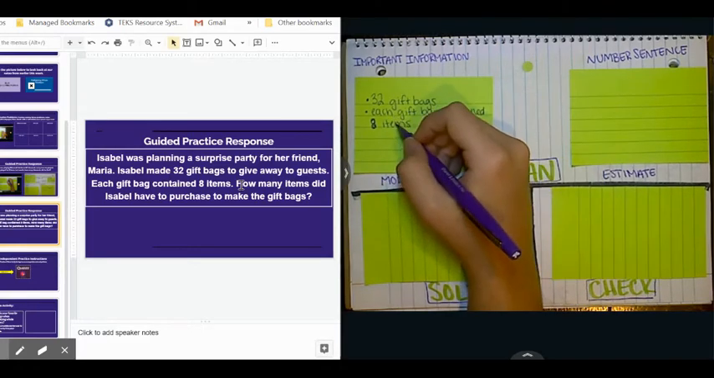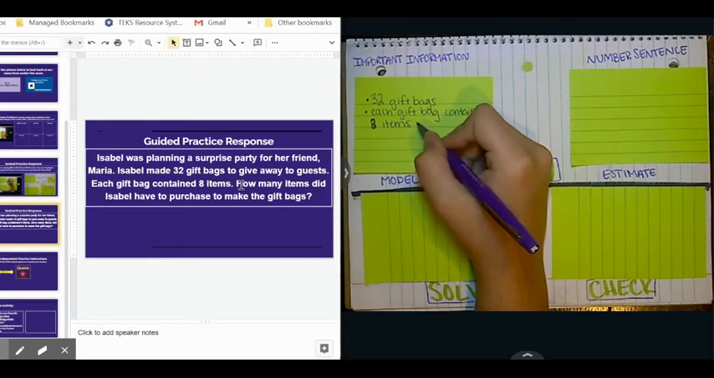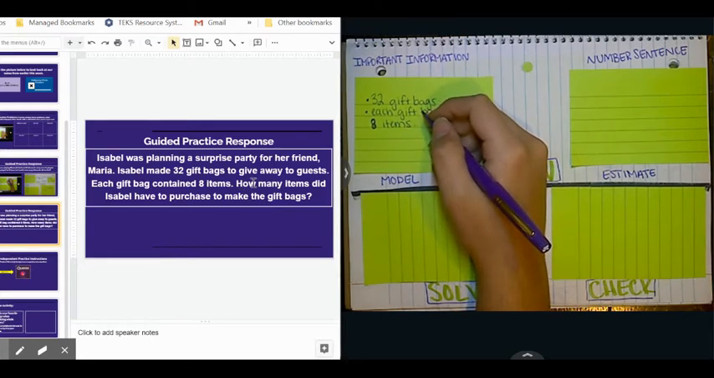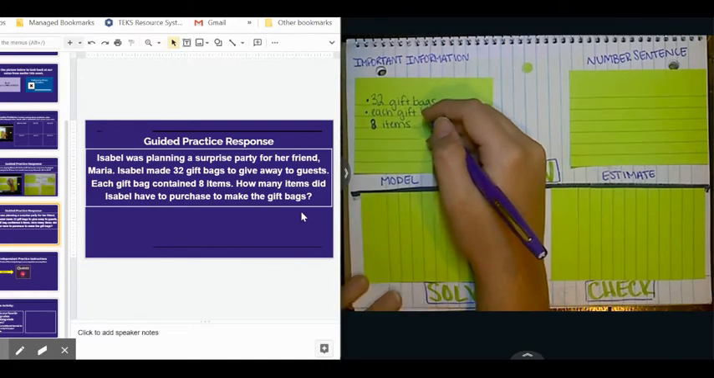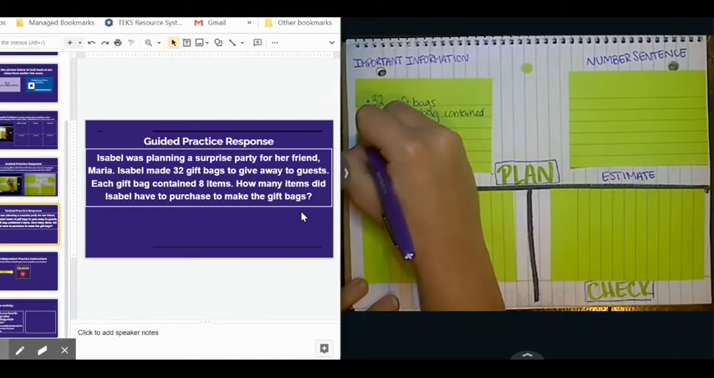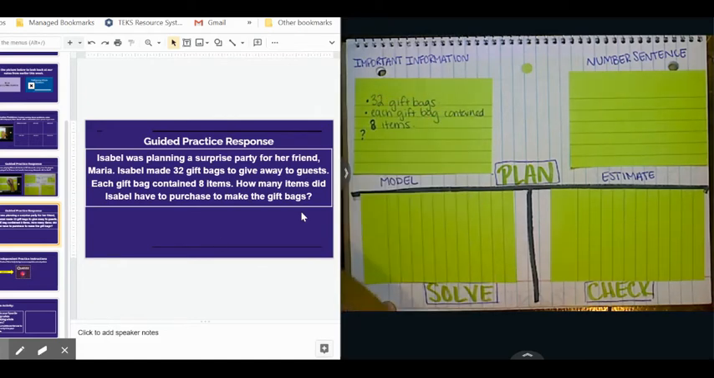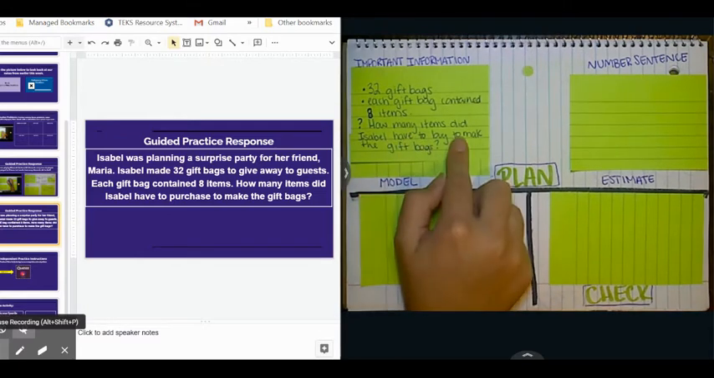The second piece of important information that we found: each gift bag contained 8 items. We can keep going now and think of the last part, which is the question. How many items did Isabel have to purchase to make the gift bags? So our question is, how many items did Isabel have to purchase to make the gift bags? I've written down my question.